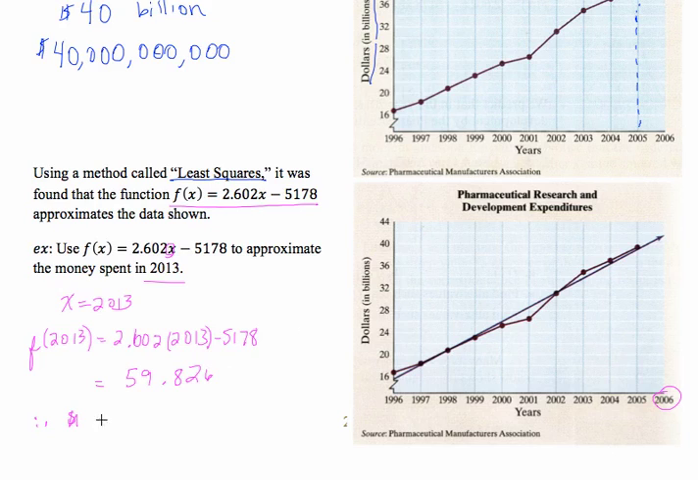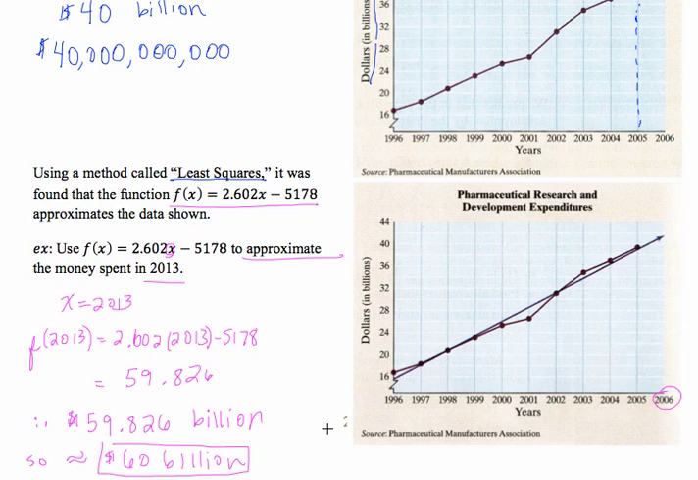So therefore, the answer would be that many billion. So about 59.826 billion. Now it says to approximate. This is really close to 60 billion. So I would say approximately 60 billion would actually be my final answer. That's how I would round there. Okay, so function notation can be used for applied problems or more theoretical problems.